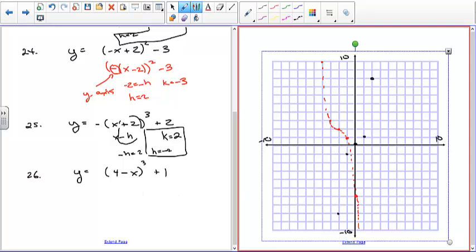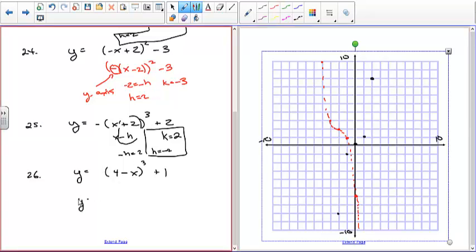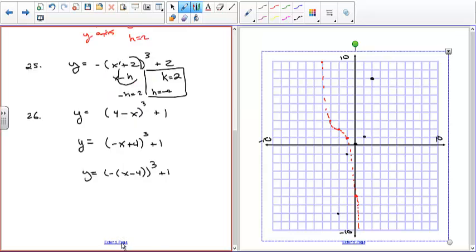Now 26, again, because there's a negative sign in front of the x, we're going to want to factor out a negative sign. But first, let's just change the order. Addition doesn't matter what order it's in. So instead of 4 minus x, we have negative x plus 4. And then we factor out a negative sign. So you get negative the quantity x minus 4, quantity cubed, plus 1. Okay, so that's good. So what we have is that negative h is negative 4, or h equals 4. And here we have k equals 1.